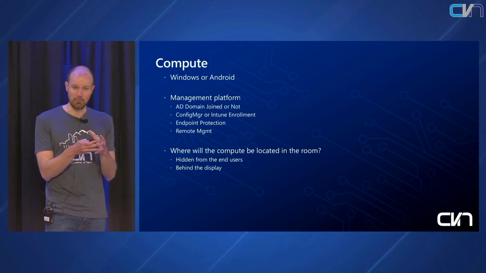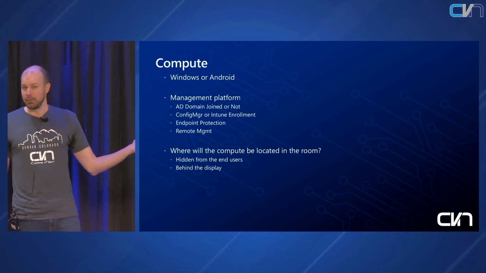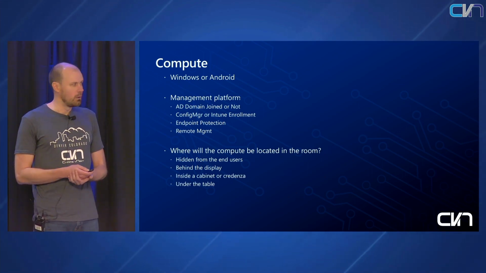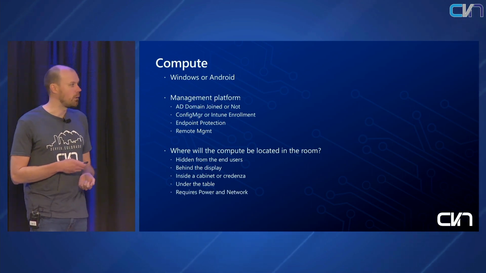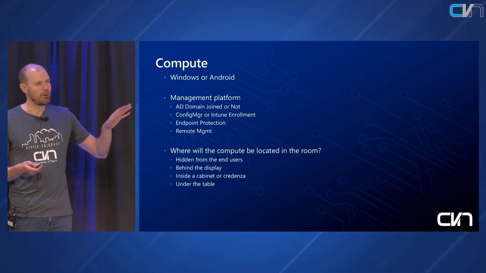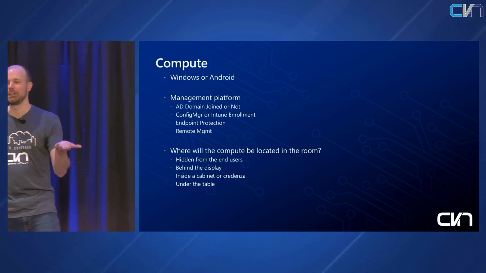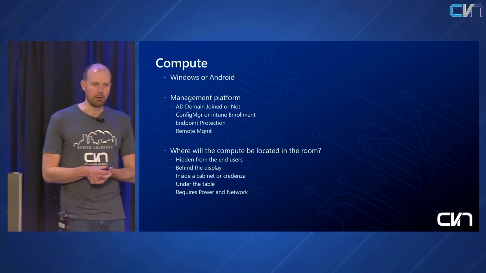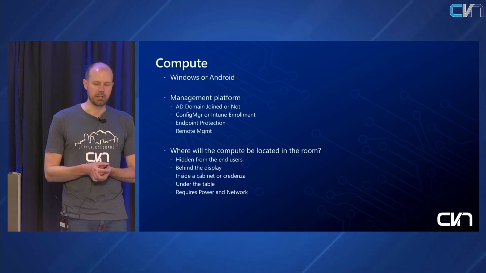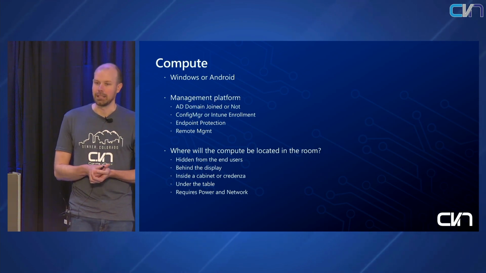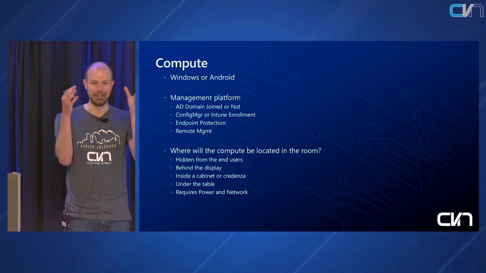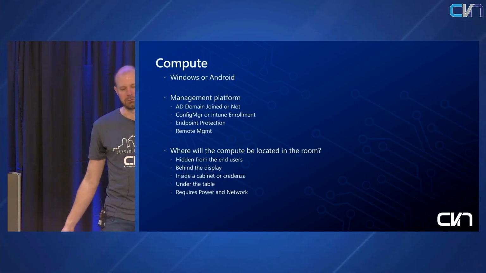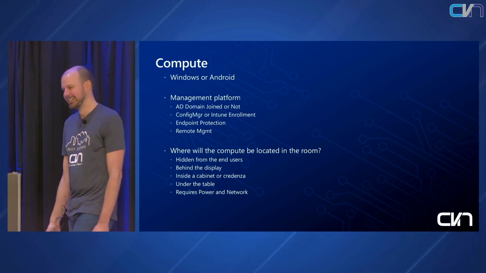But if we're talking about the small form factor compute devices, behind the display might be an option, inside a cabinet or credenza, or maybe under a table, or even on the wall. I'm sorry, the wall is the touch panel. Maybe under the table, right, mounted underneath the table. But don't forget, the compute requires network and power. So wherever you choose to locate this compute device, make sure you have network and power drops to that. The last thing I hate seeing is a compute behind a display with no network drop, and there's a network cable just dropped down the wall. So we don't want that.